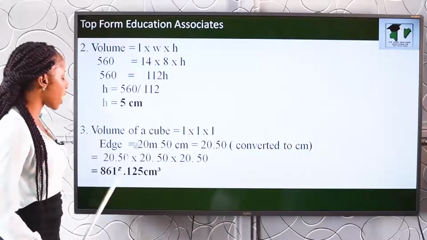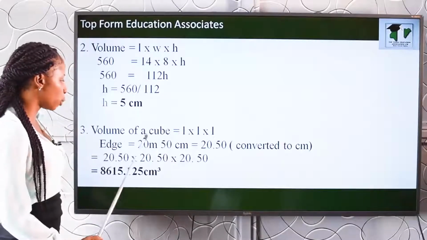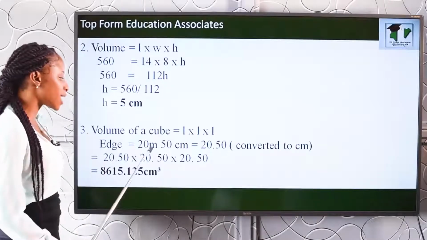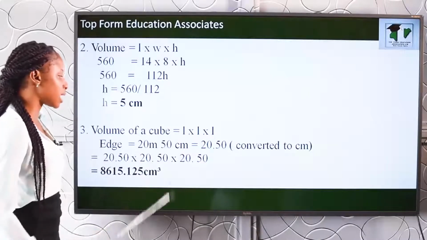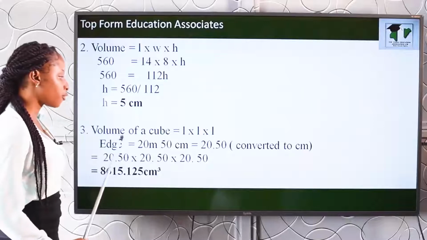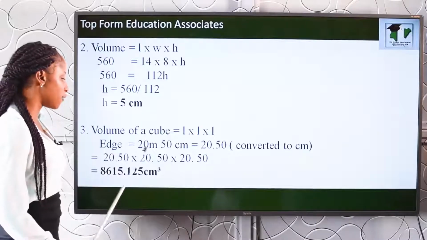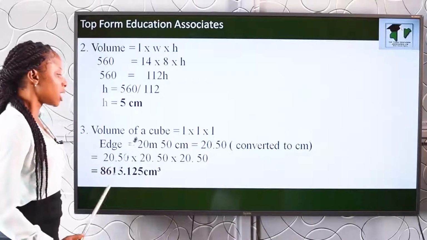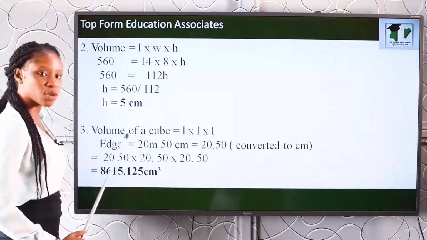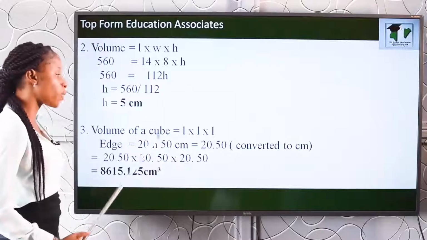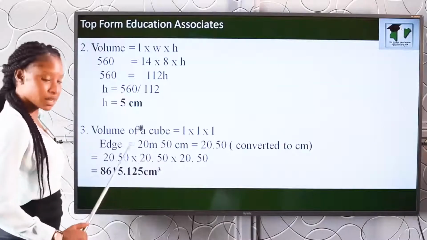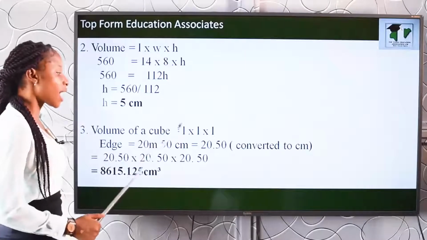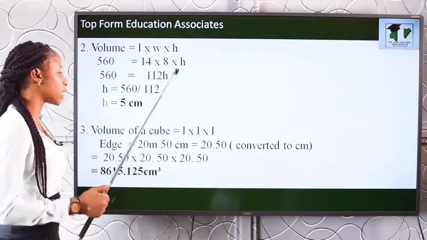Now, we're asked to find the volume of a cube given an edge of 20 meters, 50 centimeters. Now, the first thing to note is that the edges or the sides of a cube are always equal. So we've learned that the formula for looking for the volume of a cube is L raised to the power 3, or L times L times L.